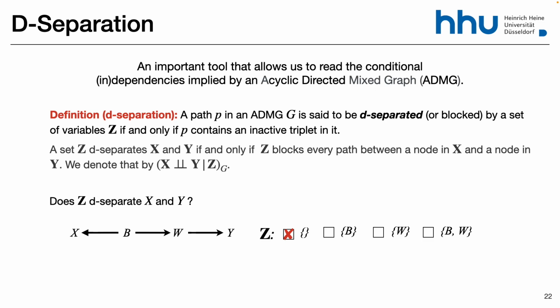What about B? If Z contains B now, what changes? What happens with the first triplet? It becomes inactive. So can the information from X reach Y or not? No. So the whole path is blocked, and since it's the only path, X is d-separated from Y. What about W? Same thing. What about both? More than necessary.